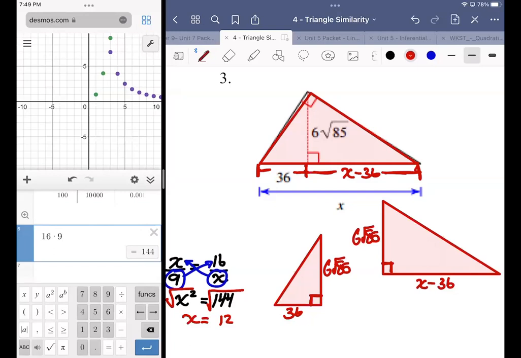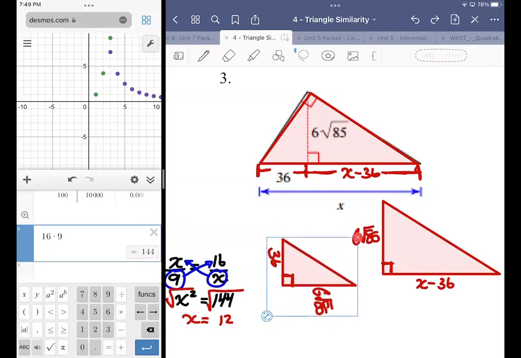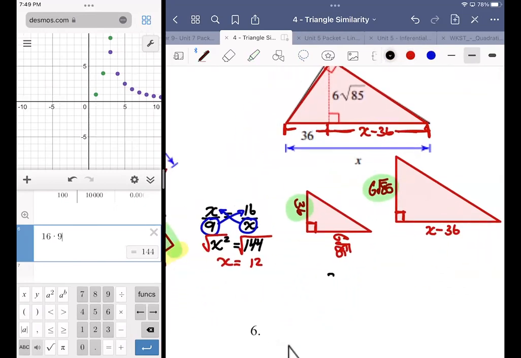So I've got to turn one of my triangles. We want this right angle to be consistent in the same position between the 2 triangles. So I'm going to turn this one. Then I would be looking at 36 over 6 radical 85, and 6 radical 85 over x minus 36.